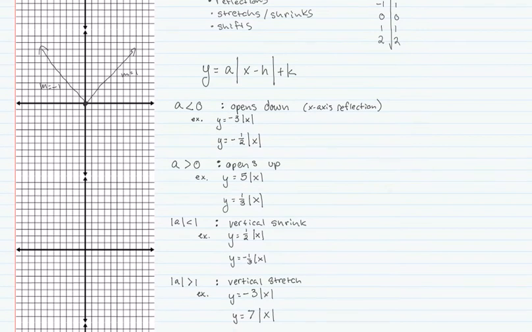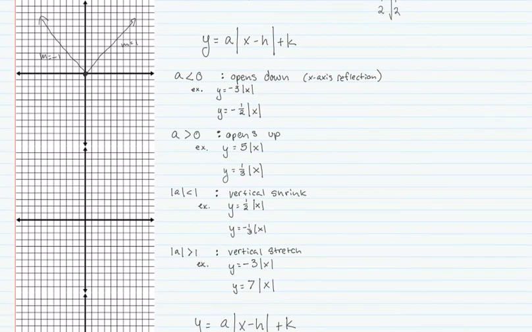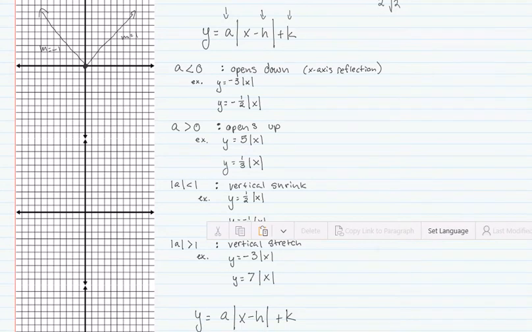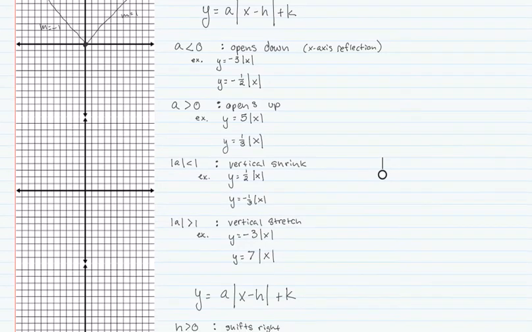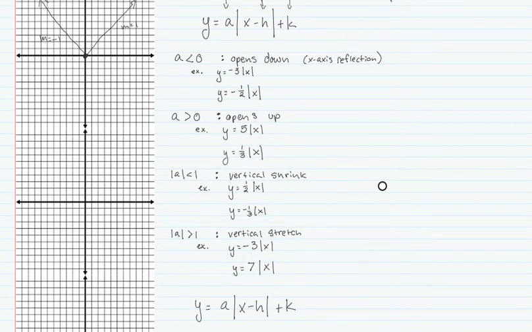So with these transformations, we discussed that there were 3 places we could put numbers. We could multiply the absolute value by a number a, we could insert a number h into the absolute value, or we could simply add or subtract a number k on the outside. For the following couple of seconds of this video, I'm just going to scroll through my notes as I read through them. So a discusses a couple of different things, whether it opens up or down.